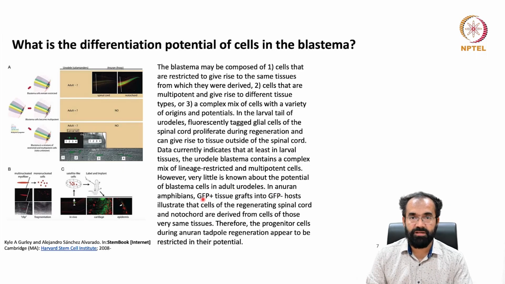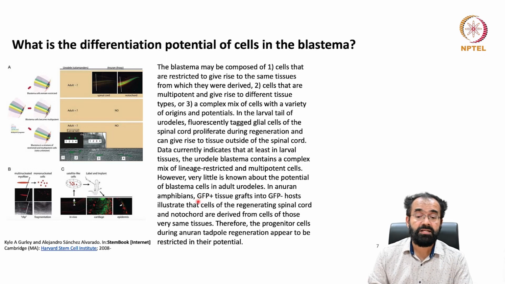In anuran amphibians, some examples we have studied, in the bone marked with the GFP etc. in the previous lectures. You can revisit that. GFP positive grafts into GFP negative host illustrate that the cells of the regenerating spinal cord and notochord are derived from cells of those very same tissue in adult. In bone also, only bone derived stem cells give rise to the new bone. It doesn't give rise to other cell types.